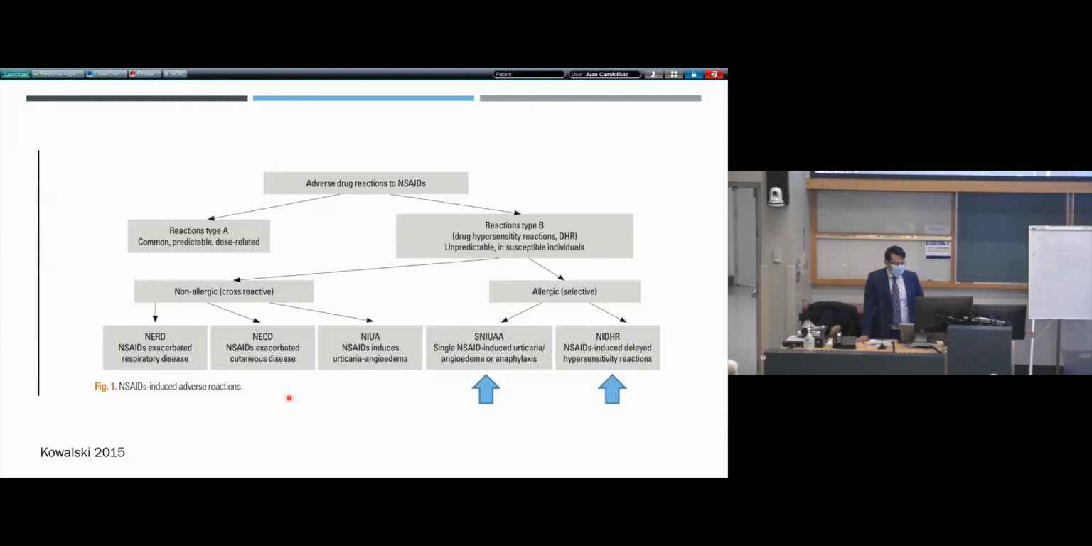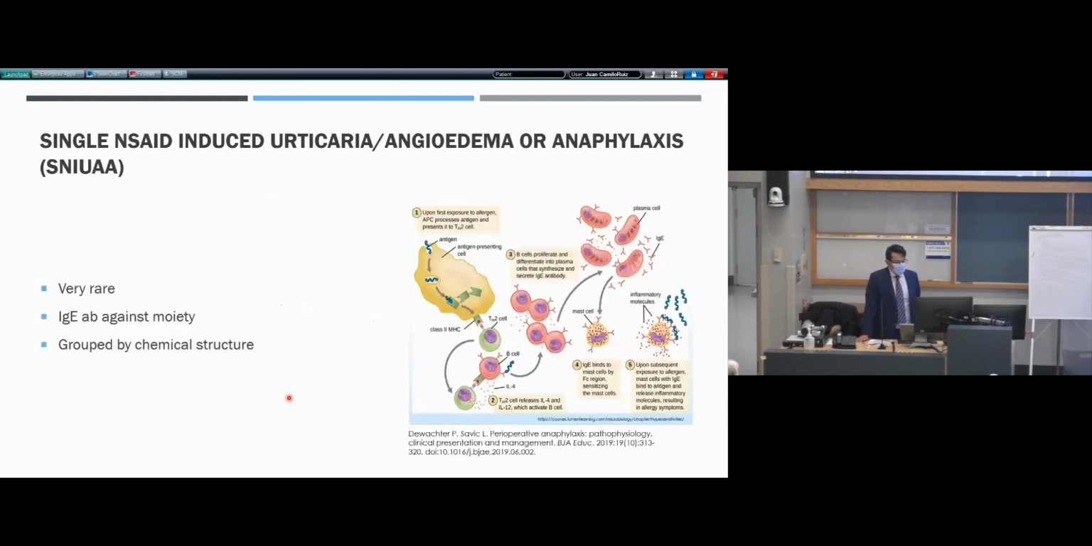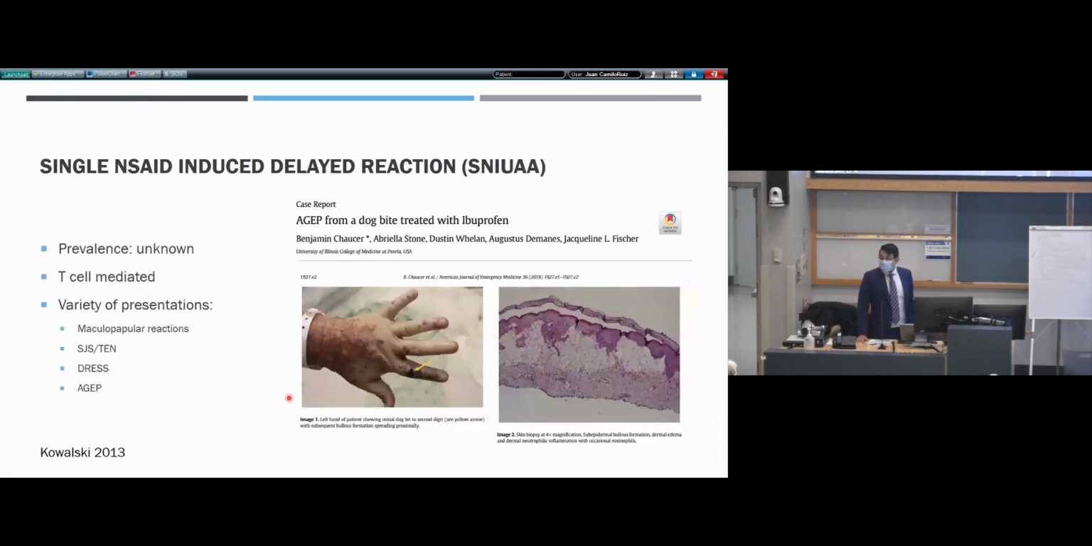Now, moving to the allergy ones, there's 2 types. There's the IgE-mediated allergy, so the single NSAID-induced urticaria, angioedema, or anaphylaxis. So this is, again, mediated through an IgE antibody. These are mediated through different chemical structures. And there is an IgE antibody that is primed from previous exposure on mast cells. And upon re-exposure, they will have a degranulation and anaphylaxis. Now, I will say this is extremely rare because most of the reactions seem to be mediated through the COX-1 inhibition.